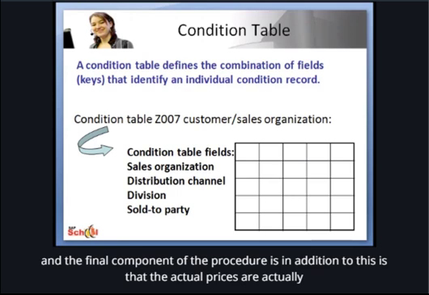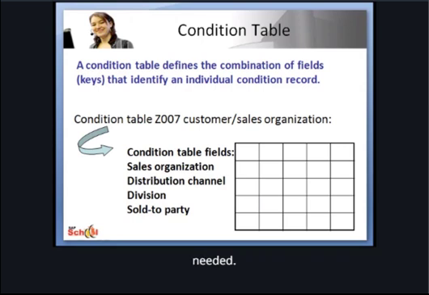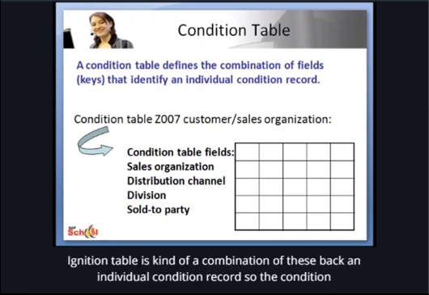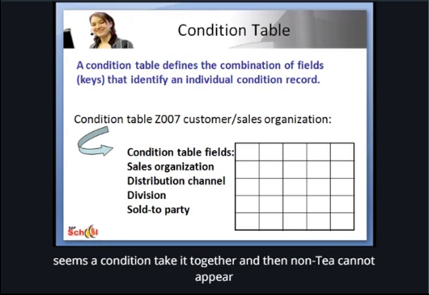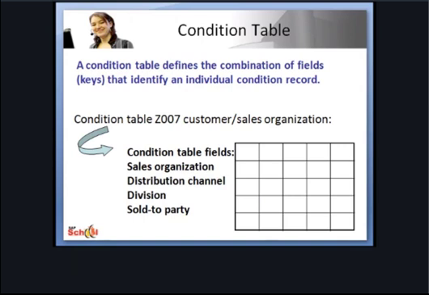And the final component of the pricing procedure is the condition table. This is where the actual prices are maintained. A condition table defines the combination of fields that an individual condition record consists of. The condition table consists of a combination of search as well as result fields. The key fields of a condition table must appear together at the start of the table, and the non-key fields cannot appear between any two key fields.